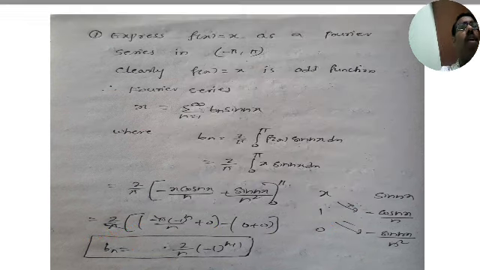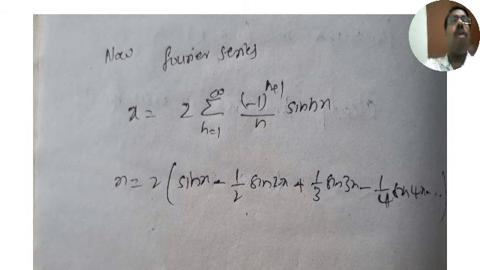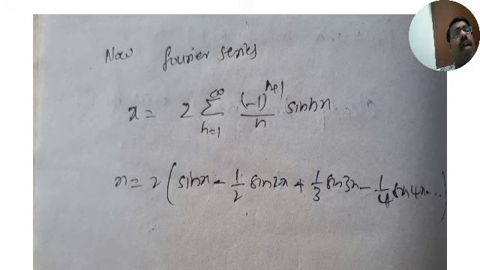Note it down so that we can move on to substitute this bn term to get the Fourier series for an odd function f of x is equal to x in minus pi to pi. So this is the bn value we got: 2 by n into minus 1 whole power of n plus 1. This is the bn term. Let us substitute in the Fourier series to get the Fourier series for the given odd function in the interval minus pi to pi. So now the Fourier series is x is equal to 2 constant outside, sigma n is equal to 1 to infinity, minus 1 whole power of n plus 1 by n sin nx.